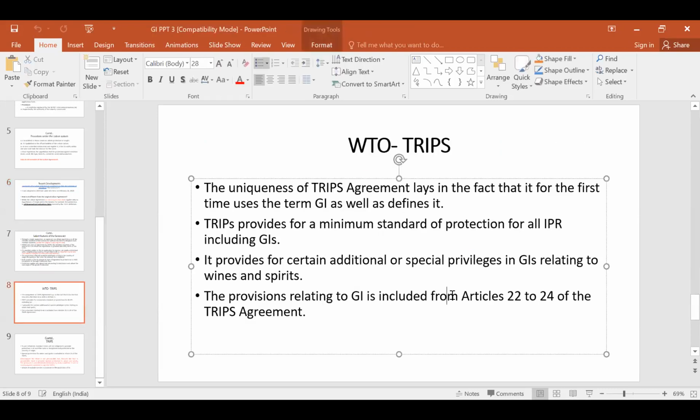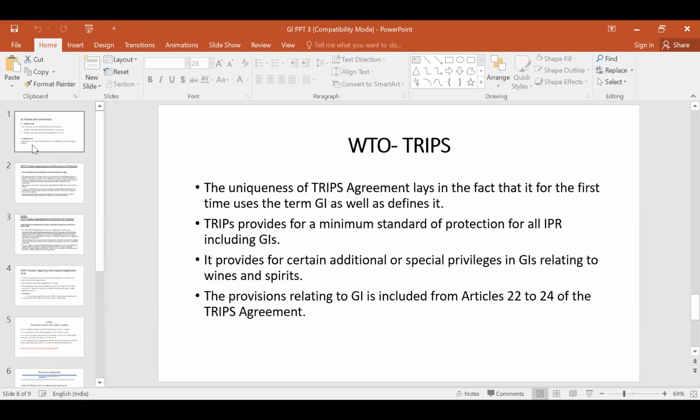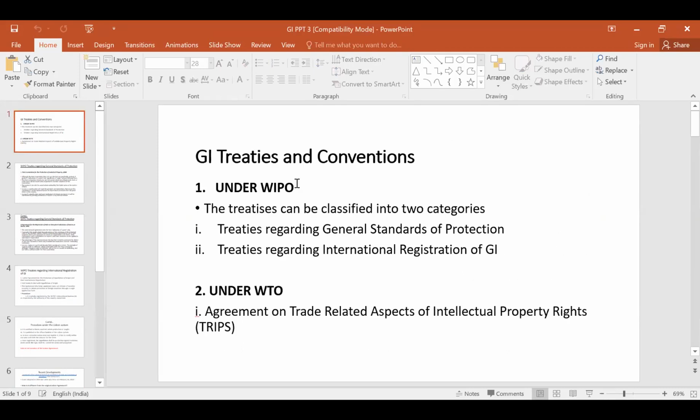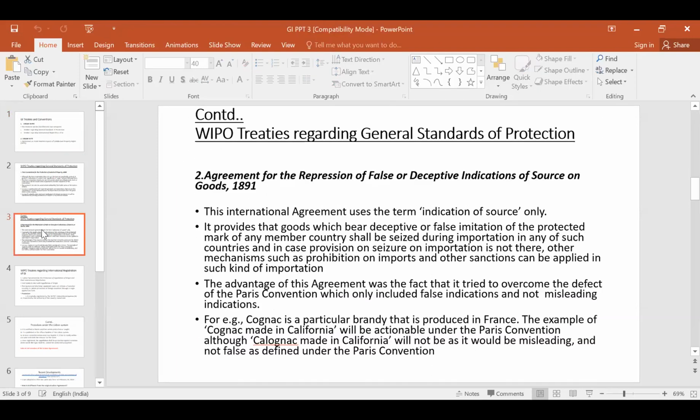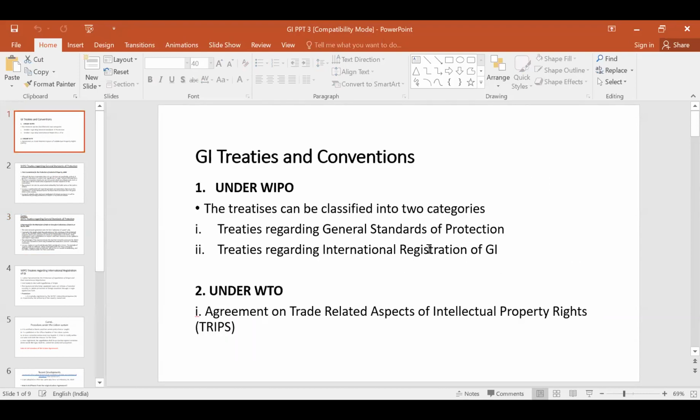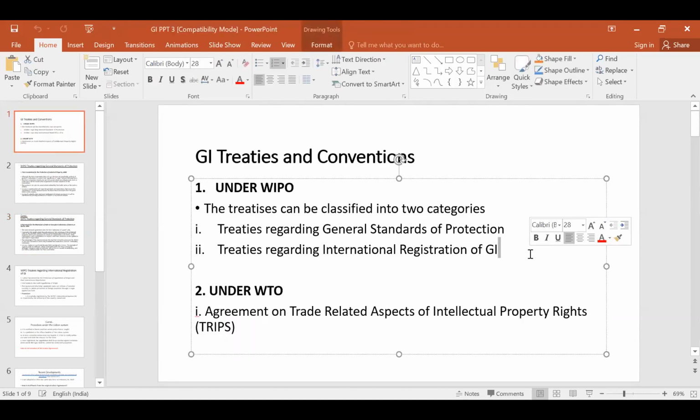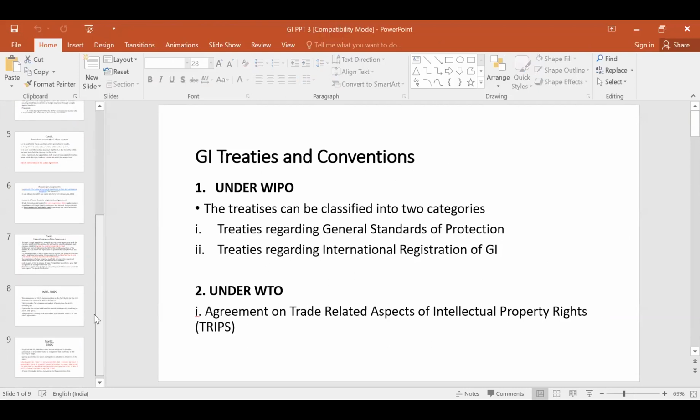Okay, now coming to the second part, as I told you in the beginning of this session, that the GI treaties and conventions, some are regulated under WIPO. There are three international conventions that I have discussed under WIPO. The first one is the Paris Convention, and then the second one is the Agreement for the Repression of False or Deceptive Indication of Source. Then with regard to treaties regarding international registration of GI, I just talked about the Lisbon Agreement. So now we move to the GI convention under WTO, that is the TRIPS Agreement.